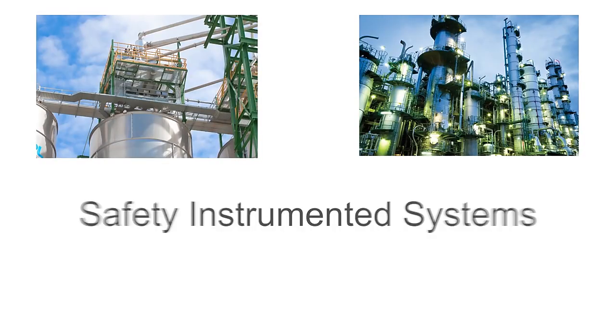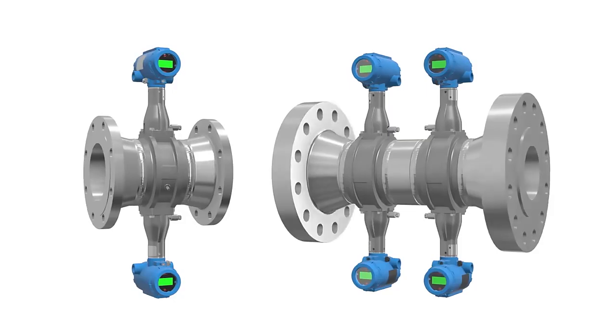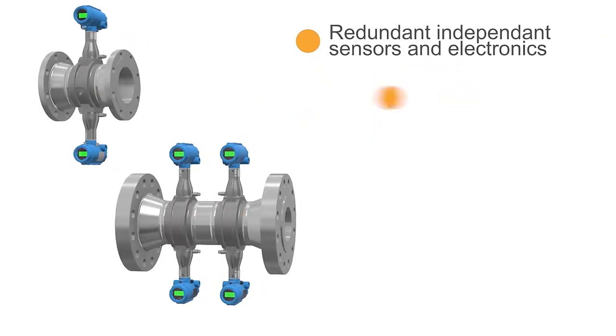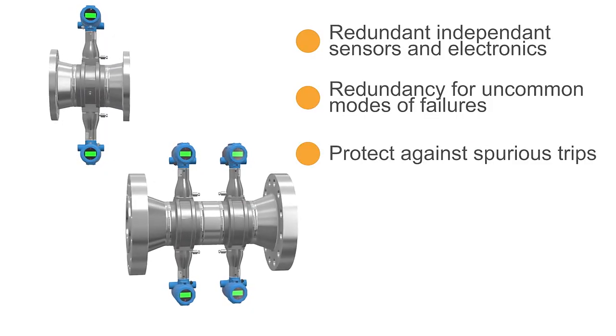For chemical plants and refineries, safety instrumented systems, or SIS applications, are critical to keep a plant running smoothly and safely. Dual and quad vortex flow meter configurations exist to accommodate these types of applications by providing redundant, independent sensors and electronics. This provides redundancy for uncommon modes of failures and helps to protect against spurious trips that these plants may experience.